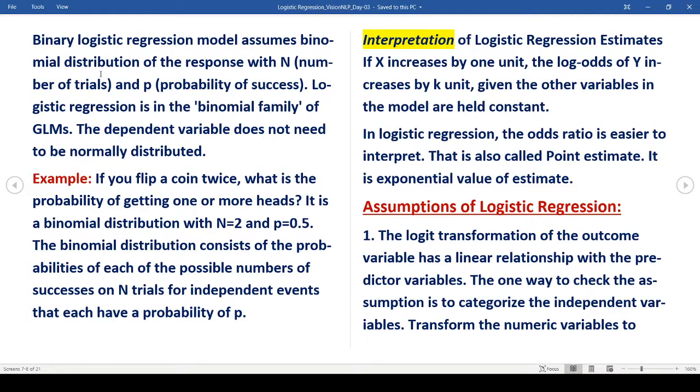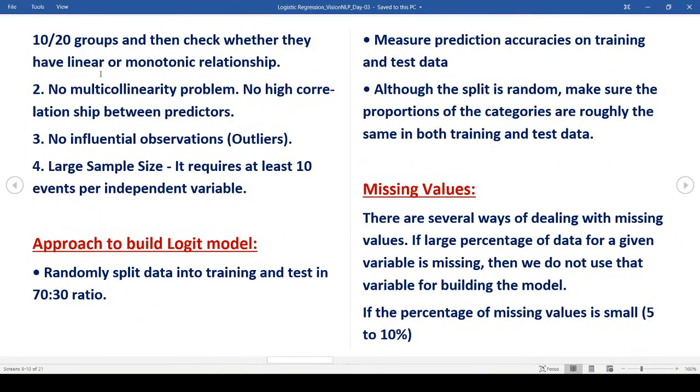We always take the logarithm form. The logit transformation of the outcome variable has a linear relationship with the predictor variable. When we talk about the predictor variable, that exactly means the x-axis, the x variable. So what we do is transform the numerical variable into 10 to 20 groups and then check whether they have a linear or monotonic relationship. And the most important thing is that it doesn't have any multicollinearity problem.